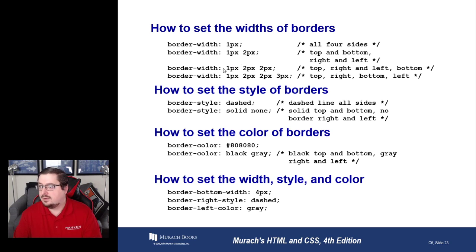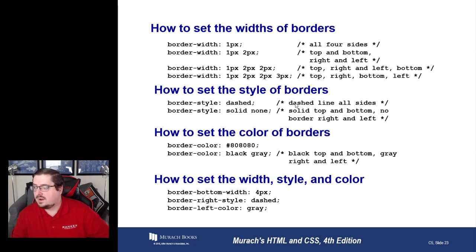And if I set the border width as 3 values, it's top, horizontal, bottom, or with 4 values, top, right, bottom, left. So it follows the same rule for 1, 2, 3 or 4 values as it does for margin and padding. It's the same ordering. Okay.